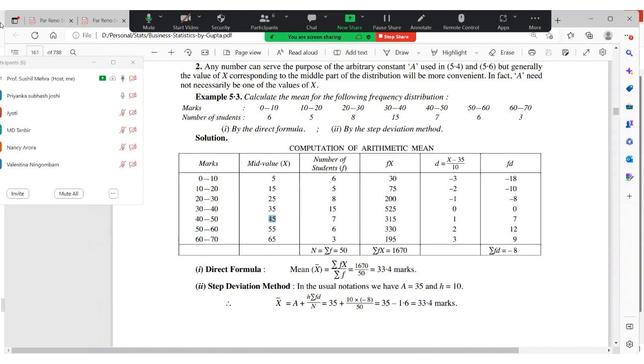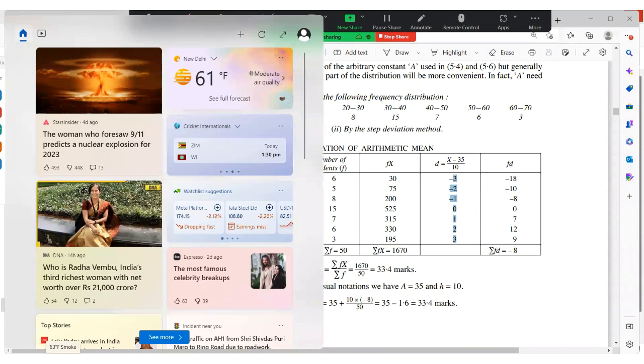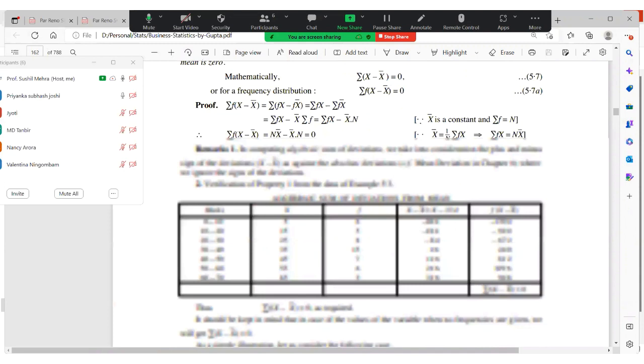You can choose 40 also. But what about 35? See, this is a continuous series because all the differences are by 10. You can get these kind of numbers, right? If you choose 30 or 40, these numbers become different from this, right? So generally for continuous series, we choose h, right? And for discrete series, we use the shortcut method. Now, that's all. Now, moving further.